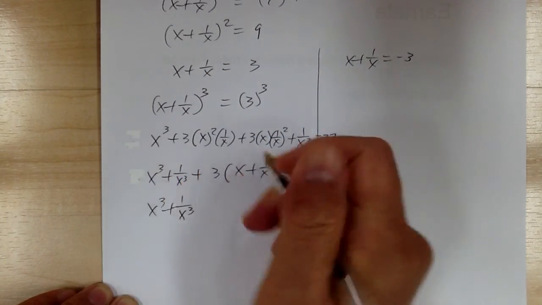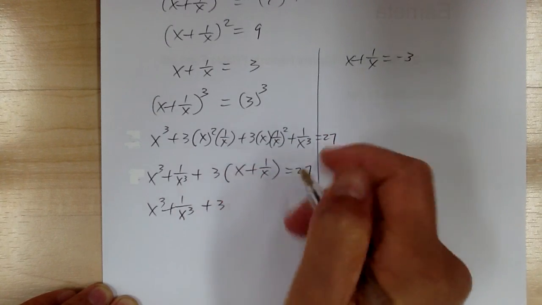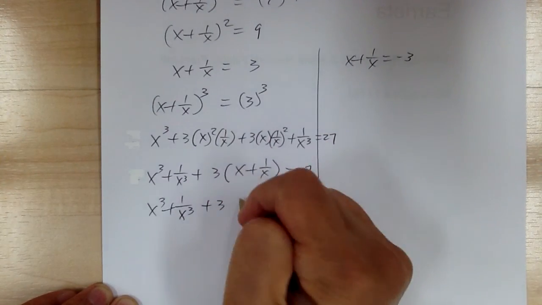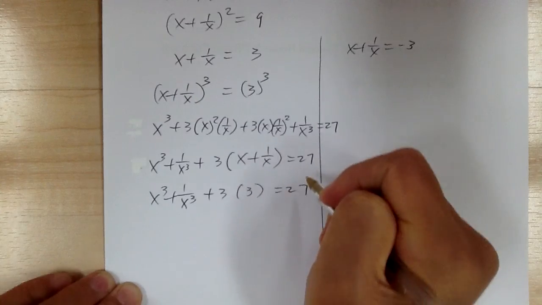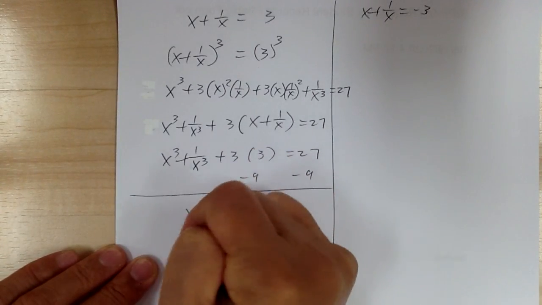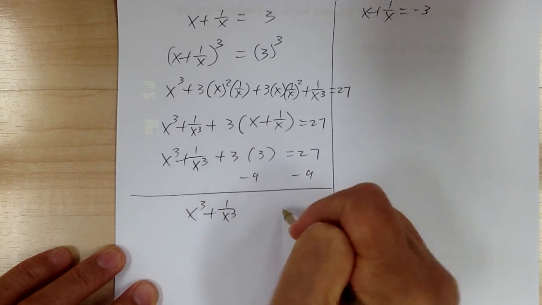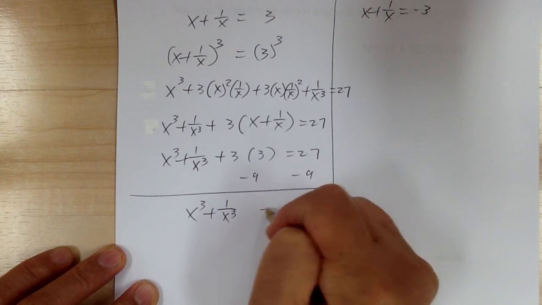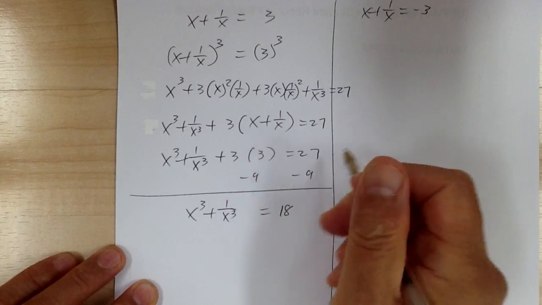So 1 over x cubed plus 3. Now this over here, from here, is equal to 3. So from here, you're going to minus 9 on both sides. So you got x cubed plus 1 over x cubed is equal to 18.